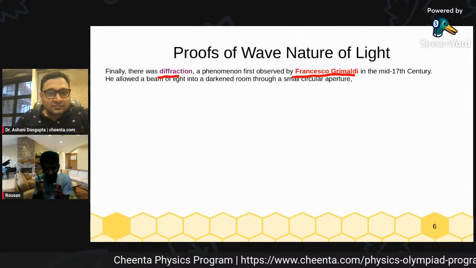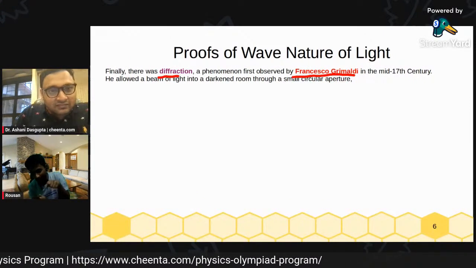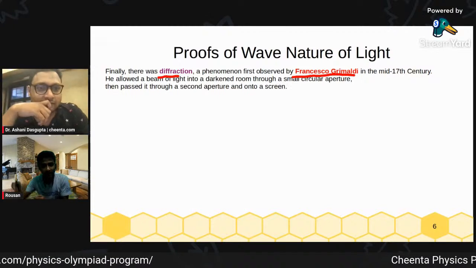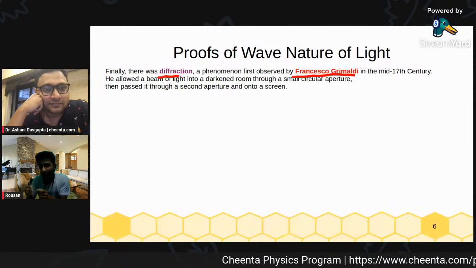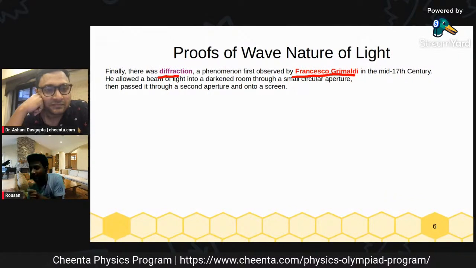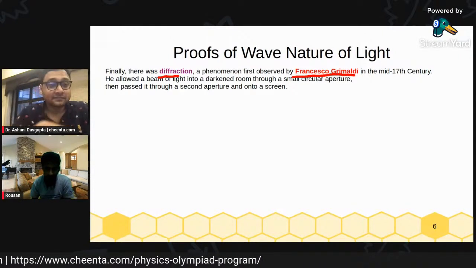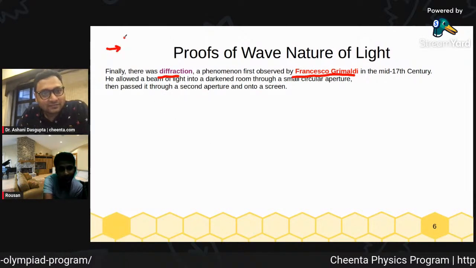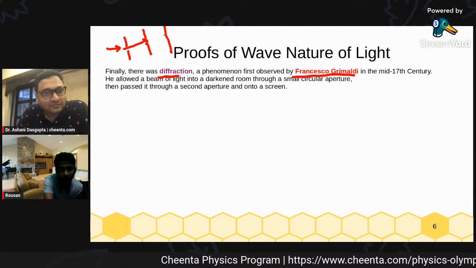He made a small hole, a small aperture, and he let light go through that aperture in a dark room. Then there was a second aperture, a second hole, and after going through the first aperture and then the second aperture, the light falls on the screen. That was basically his experiment. Maybe if I try to draw it here, light is coming, there is one hole and there is another hole. So light comes and then it falls on the screen.